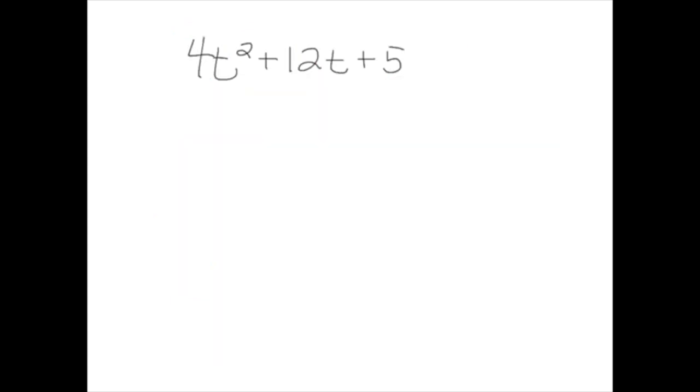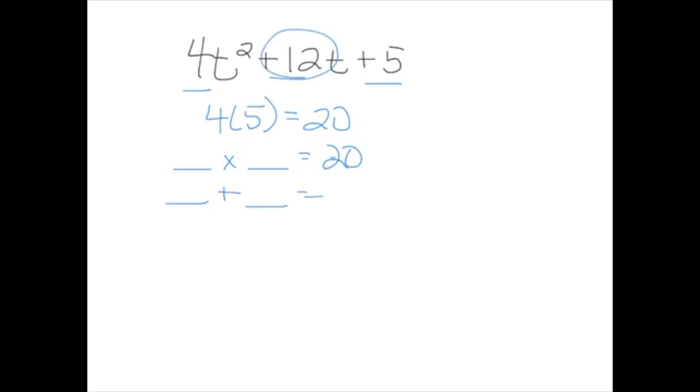Here's my third example, and I'm going to start off the same way again. You take the first and last numbers, multiply them together. We need two numbers that multiply together to give me that 20, but when I add them up, I get the middle coefficient of 12. I'm going to come over here and list out all my factors of 20. 1 times 20, 2 times 10, and 4 times 5. The combination that adds up to give me 12 is 2 and 10. Positive 2, positive 10.